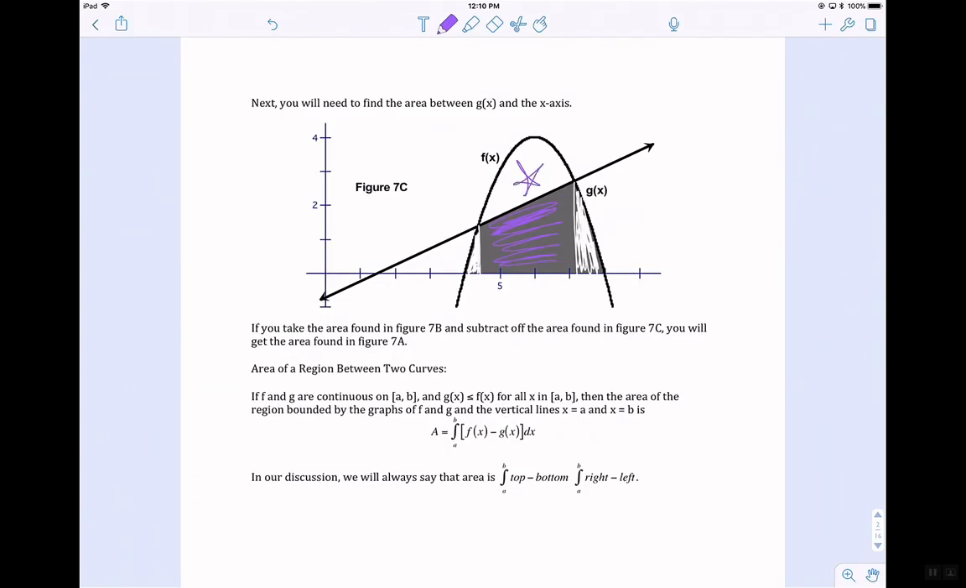Common terminology is that we talk about finding the area between curves as the top minus the bottom. So the top equation minus the bottom equation, or depending on the perspective, it could be the right equation minus the left equation. Top minus the bottom means the top equation has the most positive y values, and the bottom equation has the most negative y values.